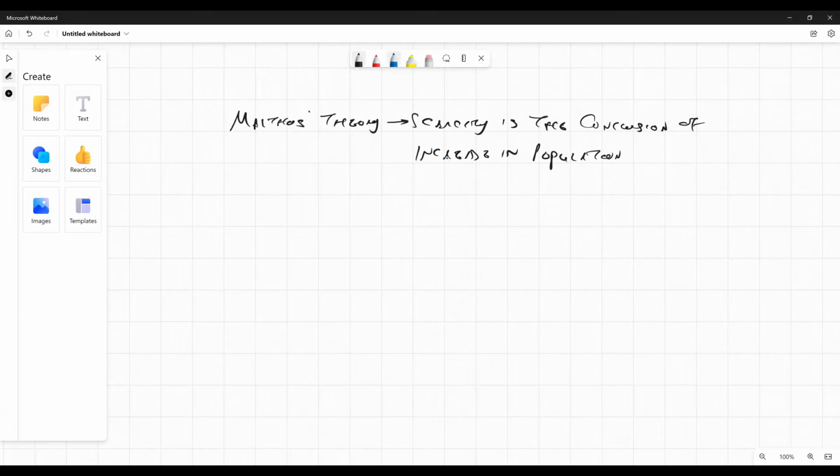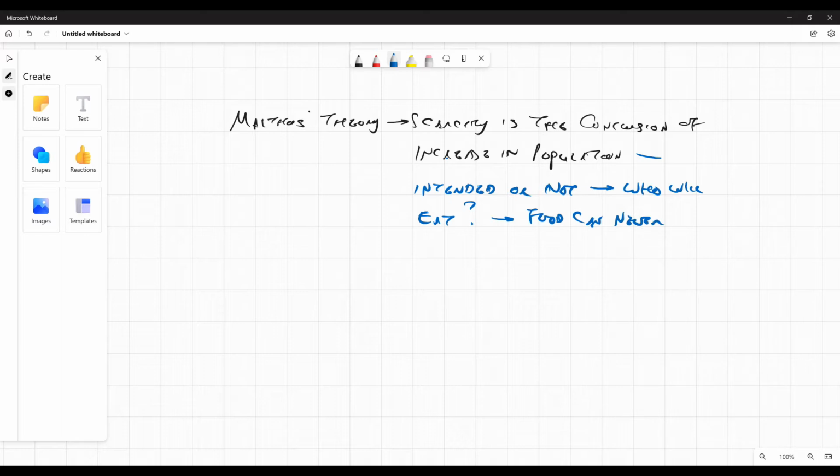Then, as we've said, whether he intended it or not, and there are some people who feel he did not intend what happened, it leads to a question of who's going to eat. And that assumes, of course, that food can never match an increase in population indefinitely.